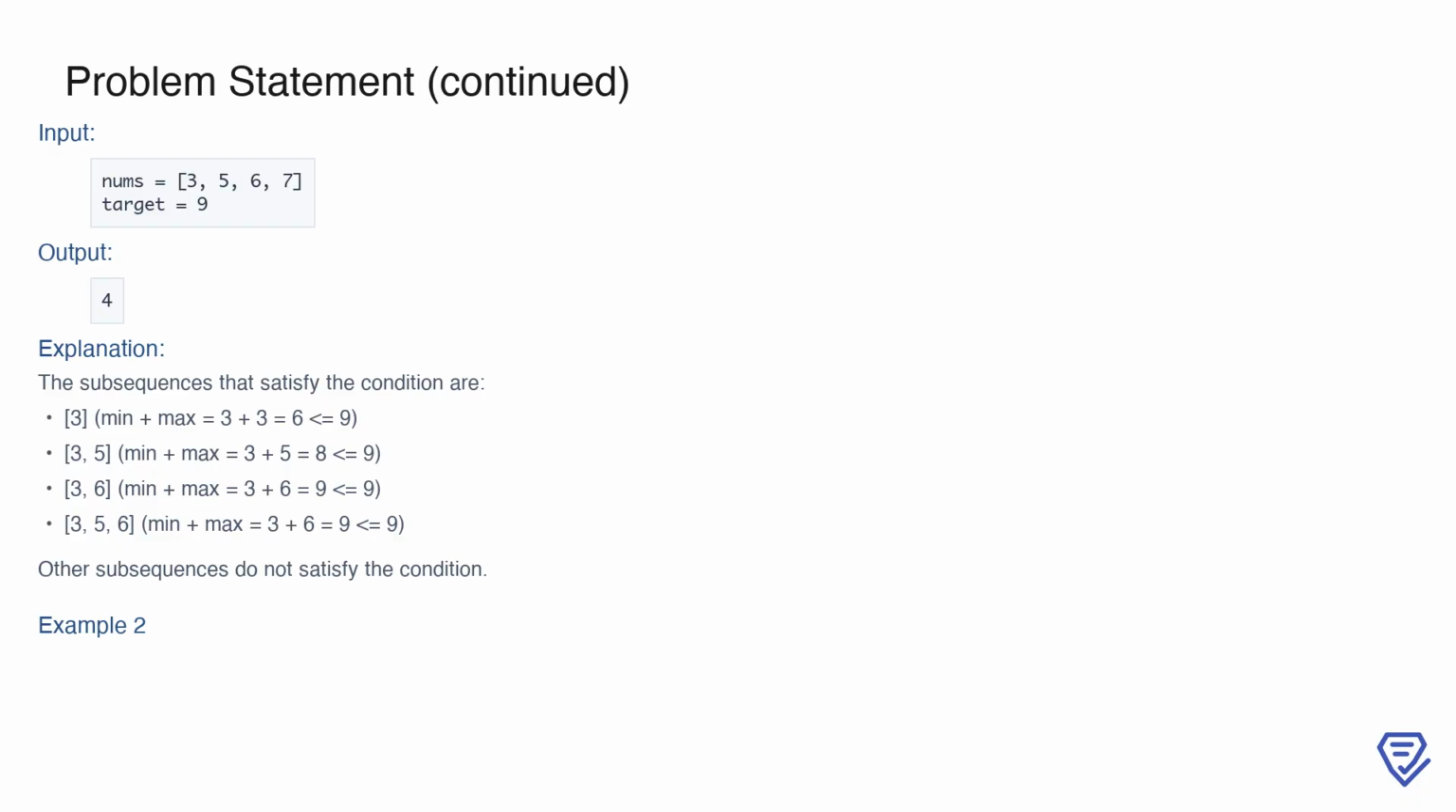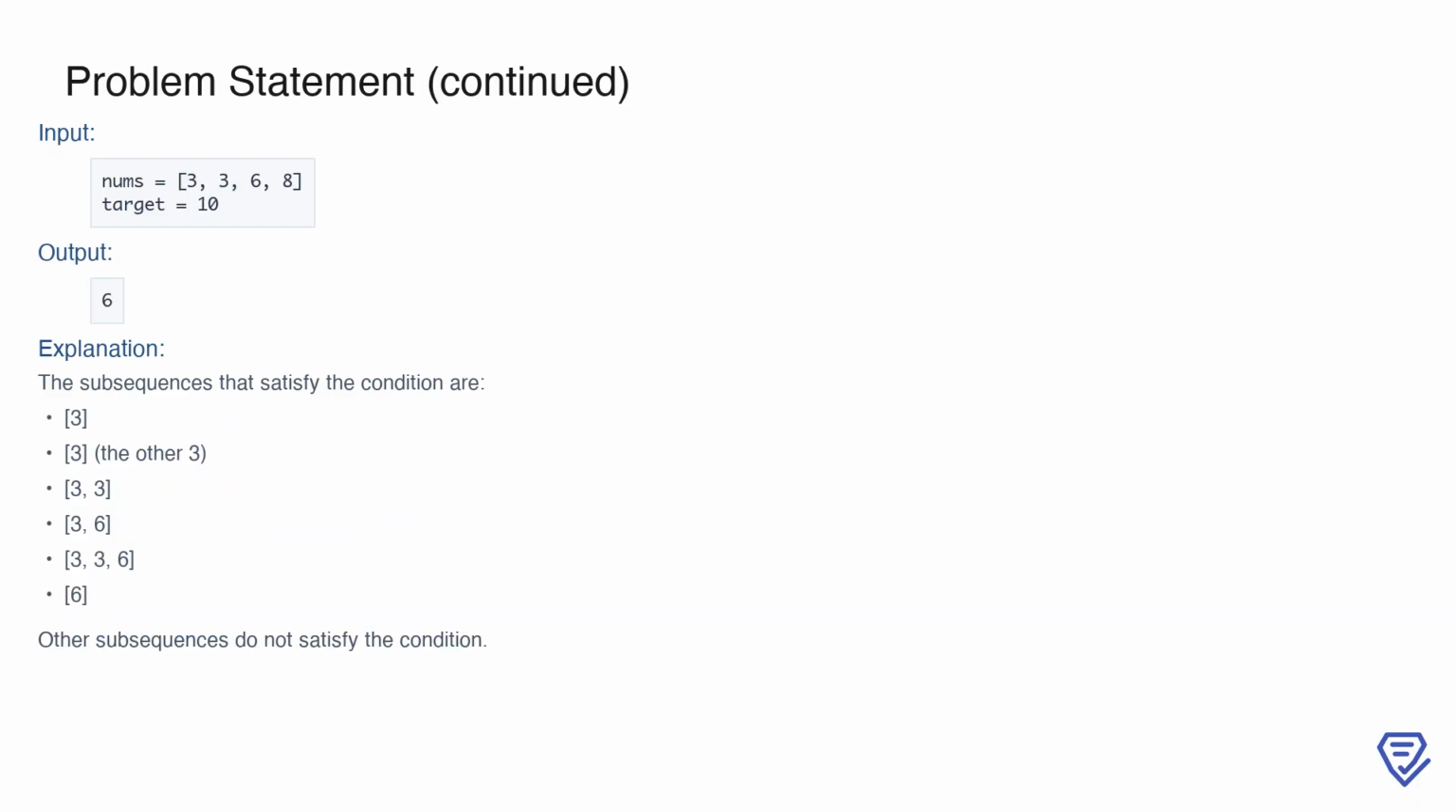In another example, consider nums as [3, 3, 6, 8], and the target is 10. The output here is 6 because there are 6 valid subsequences. These include [3] and the other [3] separately, since each 3 forms a valid subsequence by itself; [3, 3], which includes both 3's; [3, 6], where the minimum is 3 and the maximum is 6, giving a sum of 9; [3, 3, 6], where the sum of the smallest and largest values is also 9; and [6], the single element subsequence where the minimum and maximum are both 6. Other subsequences, like [3, 8], exceed the target sum of 10, so they don't count.